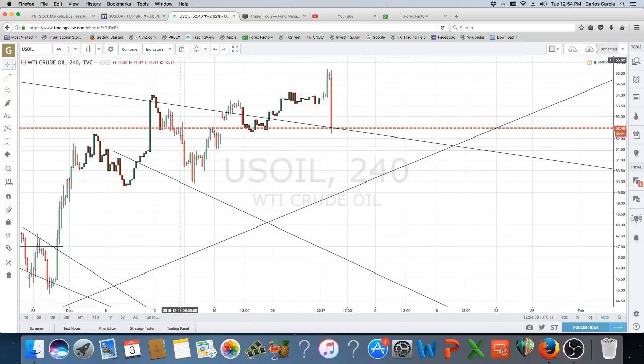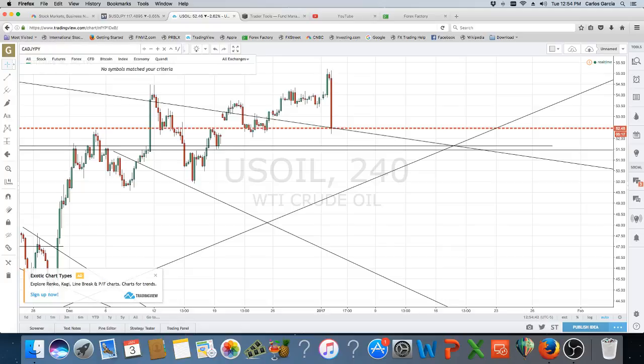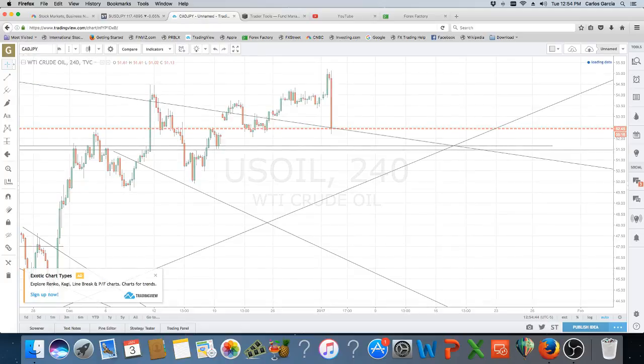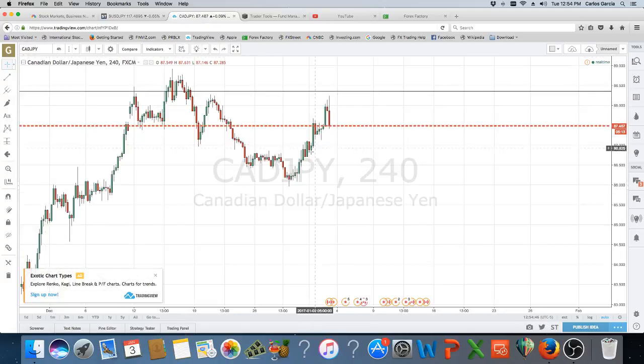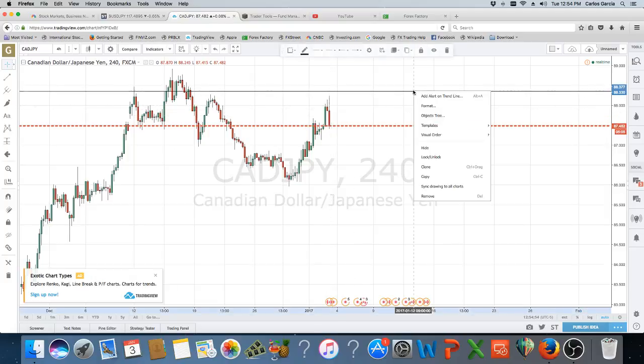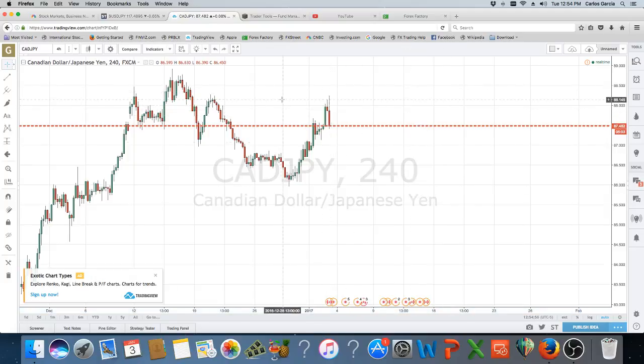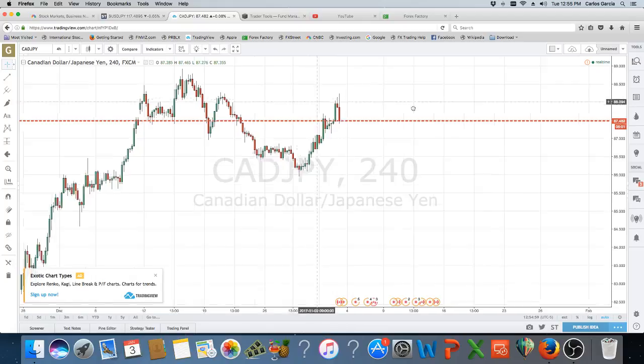We were long CAD yen, and we closed that trade out for a 100 pip loss. Wanted to get out of that because, to be honest with you, we were at the point of 86.10. We were around 250 pips down. We actually bumped up a little bit, but we got out of it, which I believe was a smart move on our part. There's no need to stay in this trade.